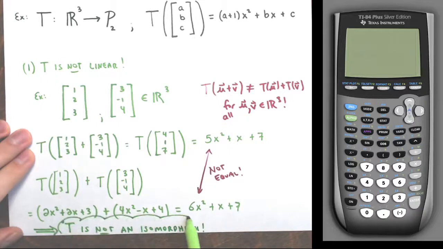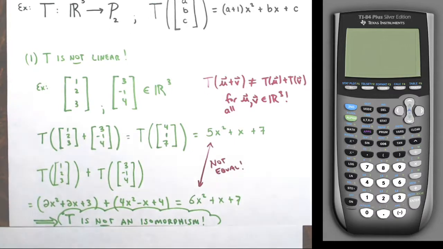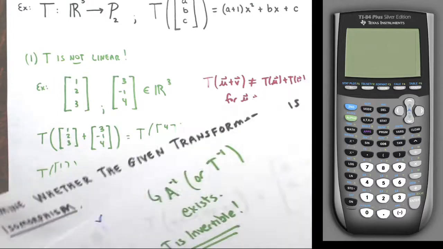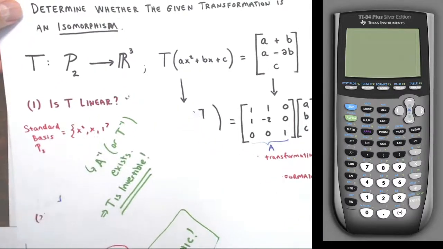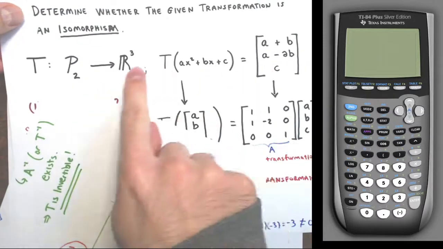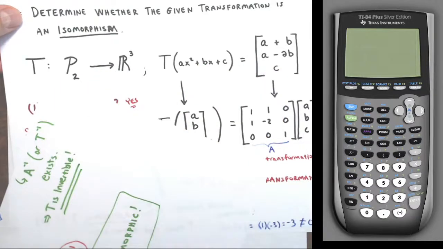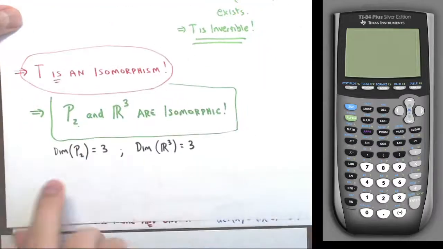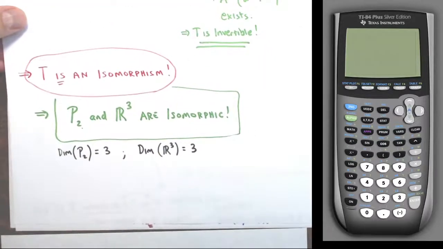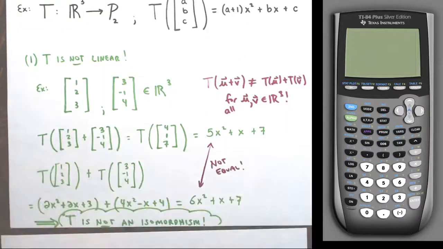Alright, and again, I wanted to bring this particular example up to make this point. We saw in the first example that P2 and R3 are isomorphic. This transformation T here is an isomorphism between P2 and R3. So P2 and R3 are isomorphic because you can find at least one transformation between them that's linear and invertible.